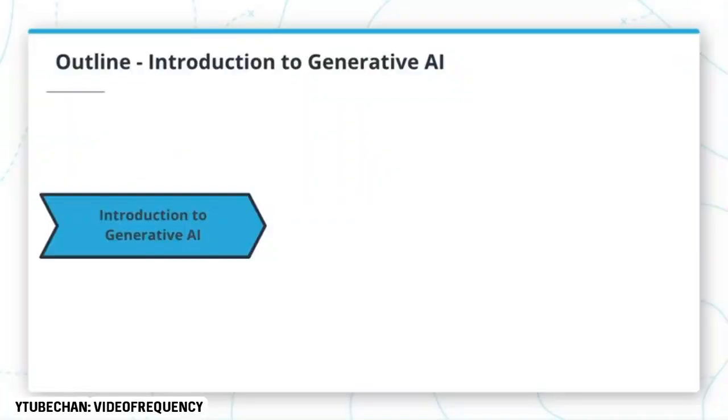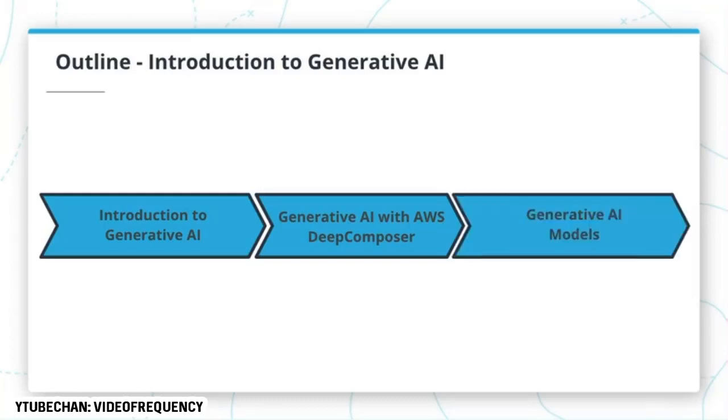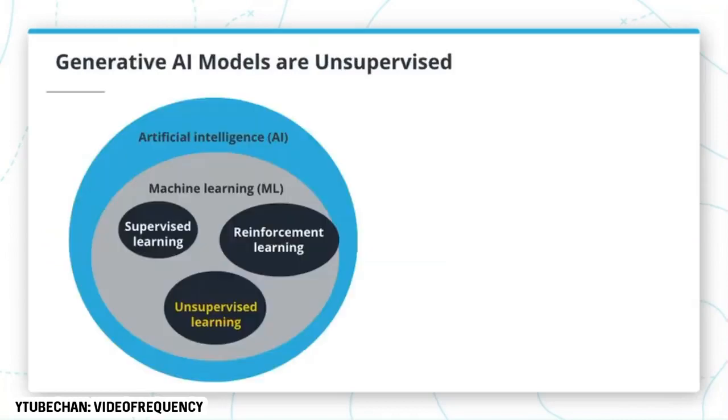In this section, we will first learn about generative AI and 3 commonly used generative AI models. Then we will introduce AWS DeepComposer and how it has been designed to make the learning of machine learning, specifically generative AI, more interesting. We will then introduce some of the most popular generative AI models in more detail for you to dive deeper.